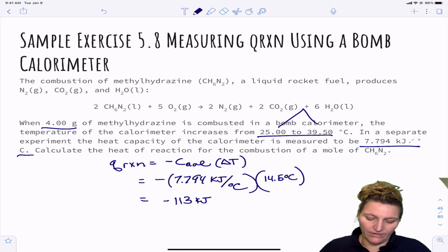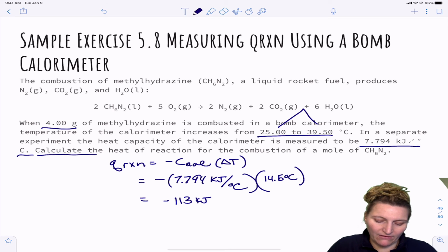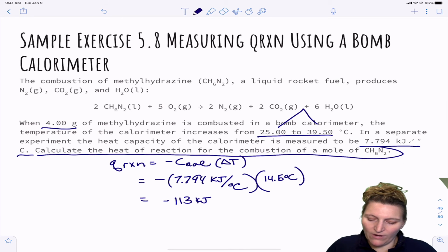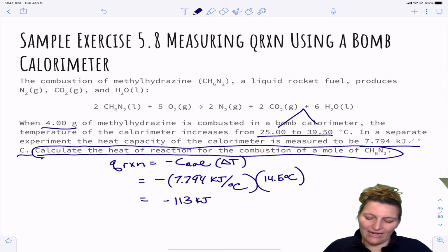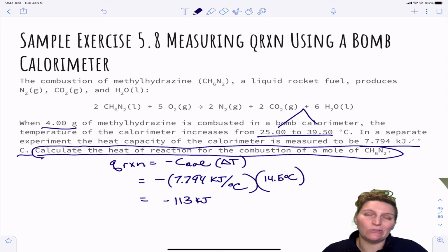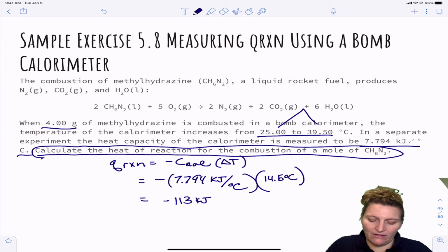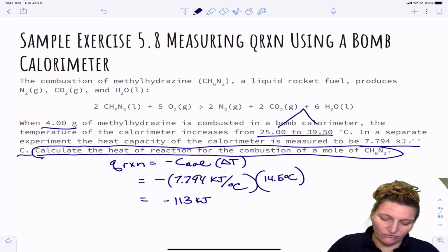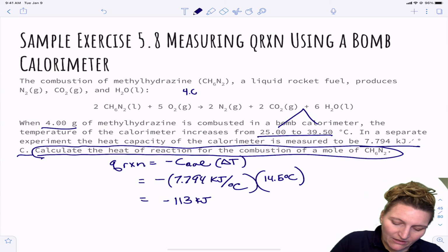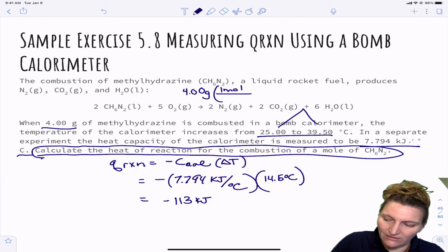So if we look at our answer here, it's in kilojoules, but remember, calculate the heat of the reaction for a mole of CH6N2, that methylhydrazine. So we need to divide this 113 kilojoules by the moles of the methylhydrazine that I have. So that's where I would take 4.0 grams and convert that to moles. The molar mass is 46.51 grams, and that comes out to be 0.086 moles.